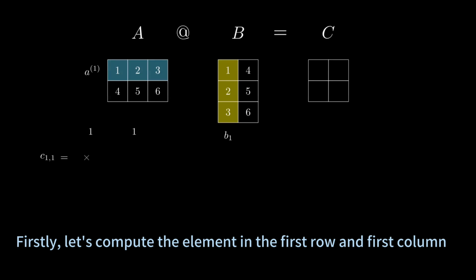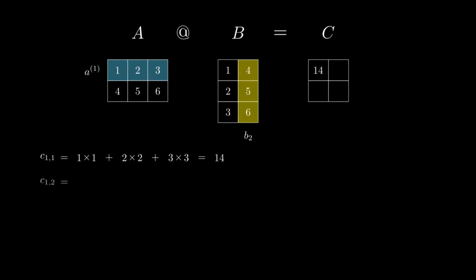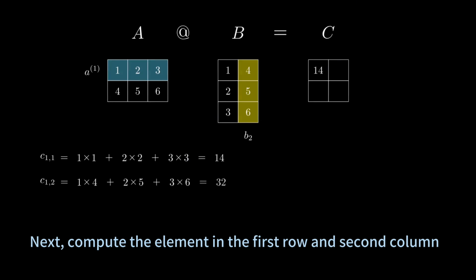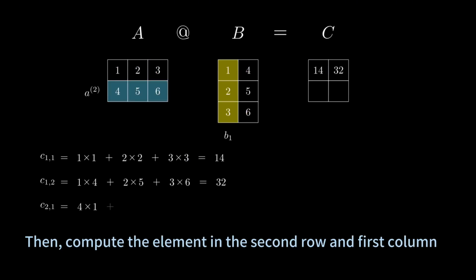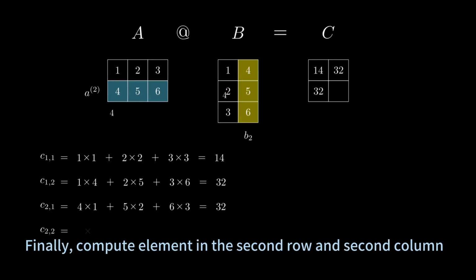Firstly, let's compute the element in the first row and the first column of AB. Next, let's compute the element in the first row and the second column. Then compute the element in the second row, first column. Finally, compute the element in the second row and second column.